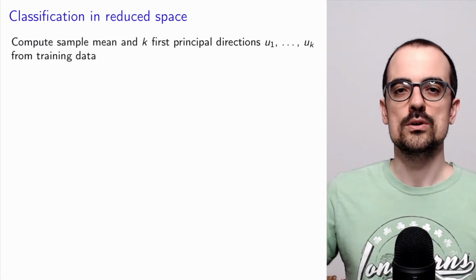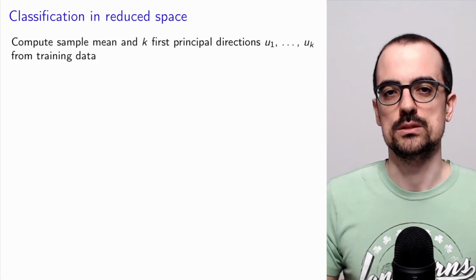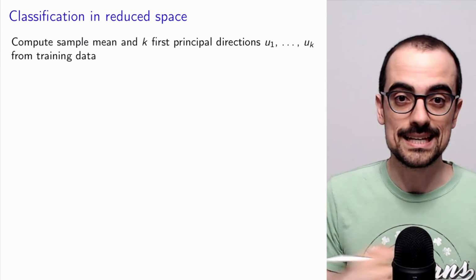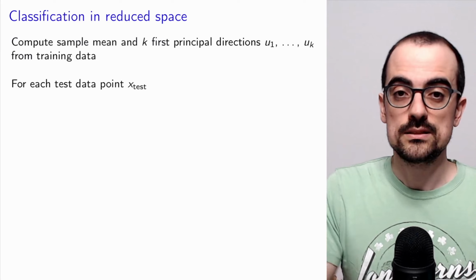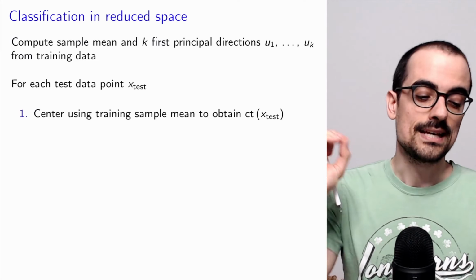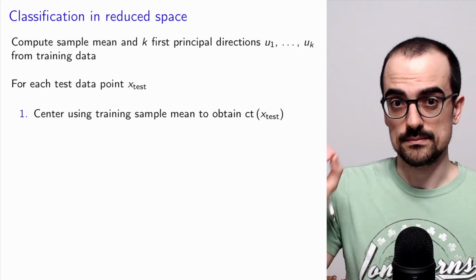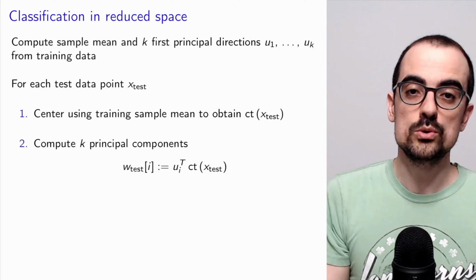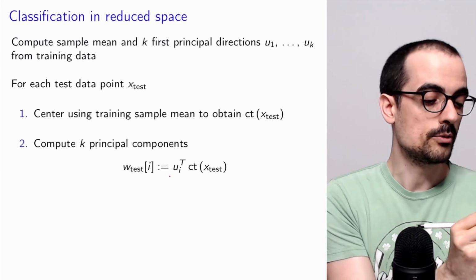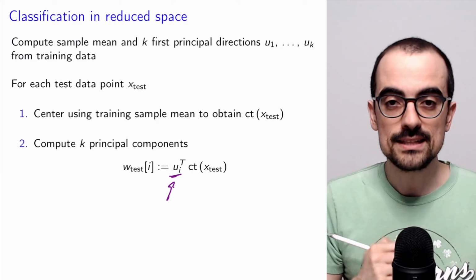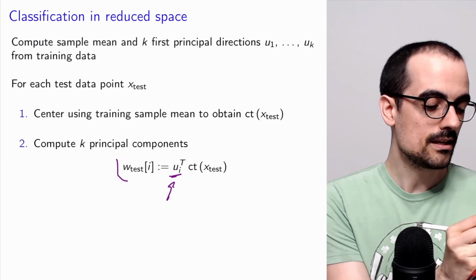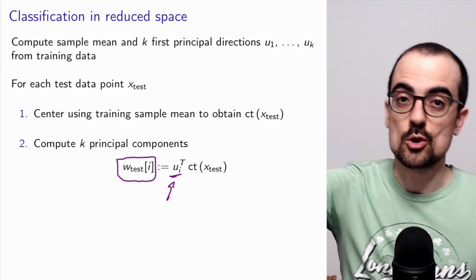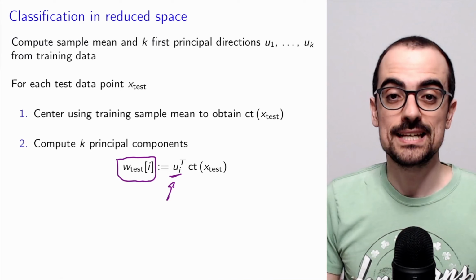What we're going to do is compute the sample mean and the first k principal directions using the eigendecomposition of the sample covariance matrix from the training data. Then for each test data point, we're going to center the test data point using the training sample mean. We're going to compute the k principal components using the principal directions from the training data, and that is going to give us k principal components that we're going to compare to the k principal components of each of the data points in the training set.